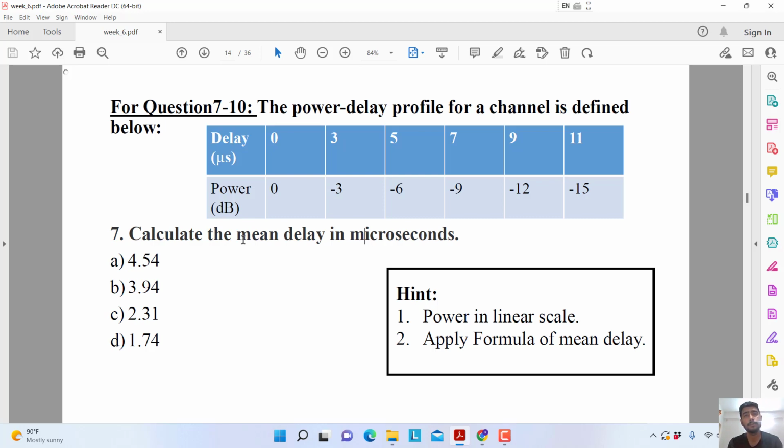So guys, try this. From 7 to 10, all questions are linked. If you get the value of the mean delay, by using that we can solve the further upcoming questions. So please try and let me know which option is correct.